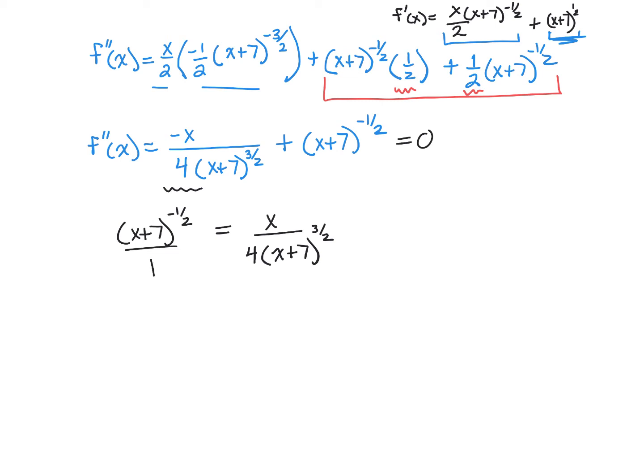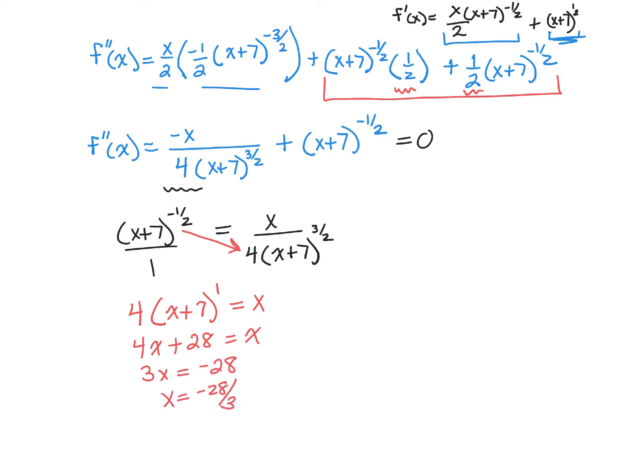And I'm also going to cross multiply. So when I cross multiply here, we add the exponents. We're going to get 4 x plus 7 to the first, because minus 1/2 plus 3/2 is 2/2, or 1, equals x. 4x plus 28 equals x. 3x equals negative 28. X equals negative 28 thirds.